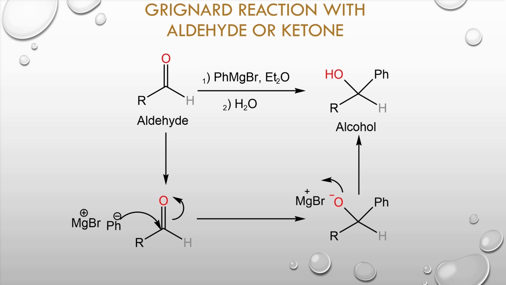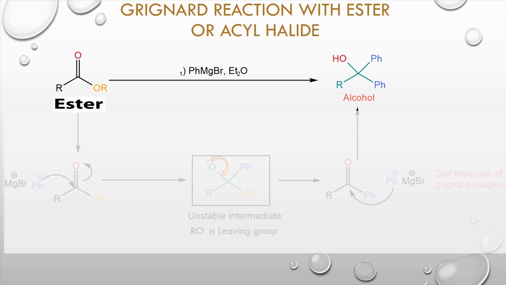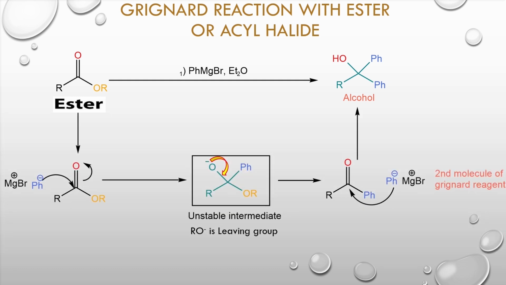But when the Grignard reagent attacks the ester group, it first forms an unstable intermediate state, followed by the loss of OR minus as a leaving group, and this time the product is not an alcohol but a ketone with a new C-C bond. So we can see that aldehydes and ketones give nucleophilic addition, while carboxylic acids, esters and acid halides give nucleophilic substitution reactions. This ketone product can further react with another molecule of the Grignard reagent to give a tertiary alcohol.